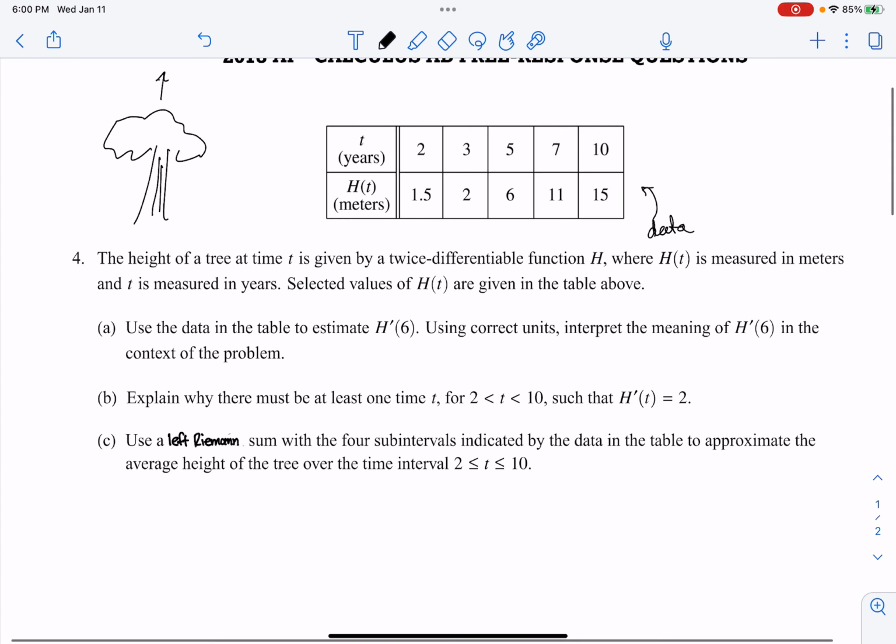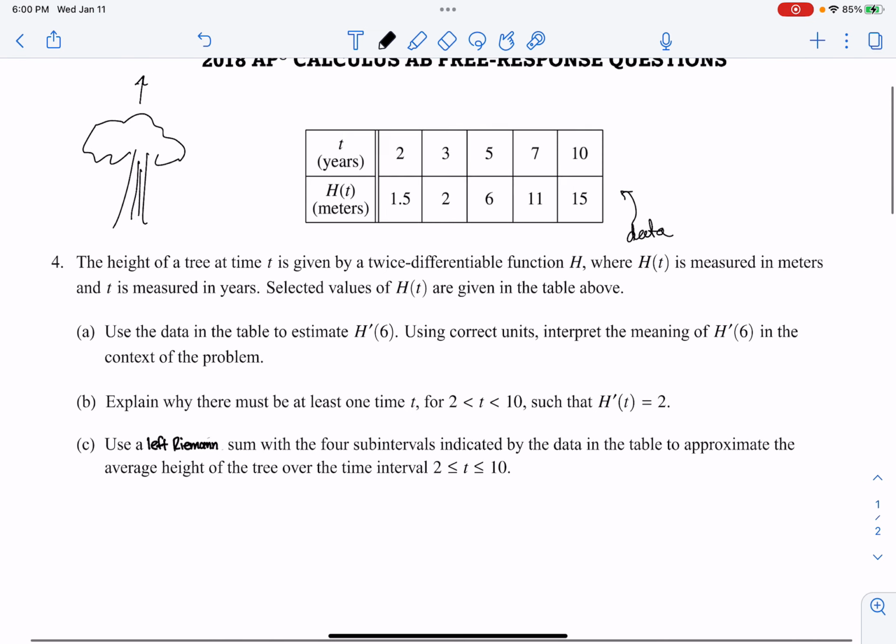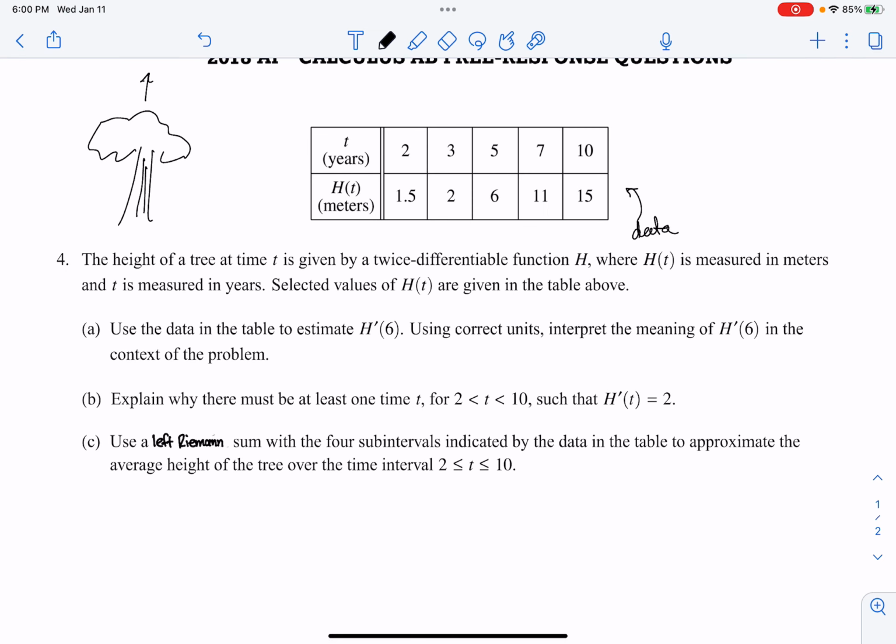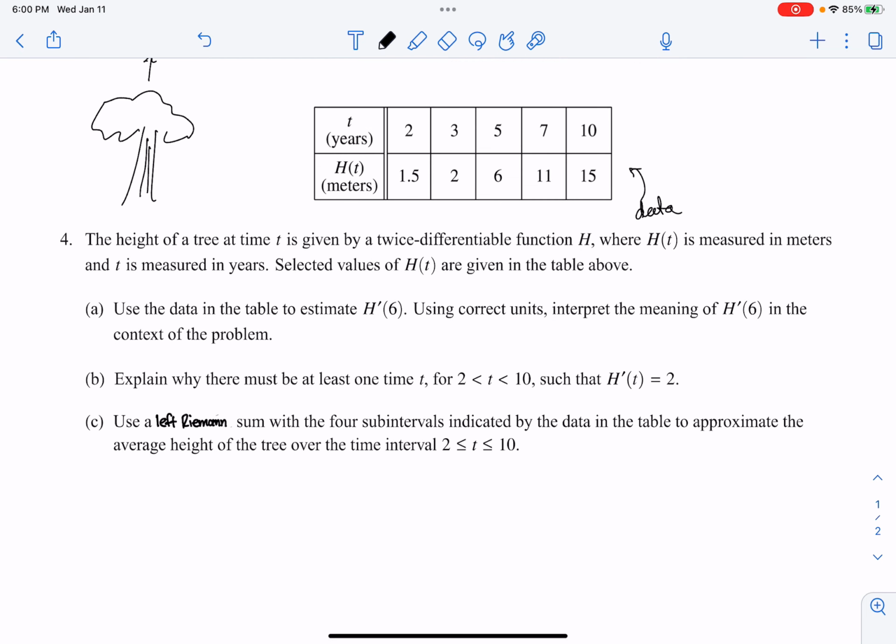You can't just give the number as the answer and be done with it. That will get you at least the first point. It's not going to get you all of them. So anyway, use the data in the table to estimate h prime of 6.